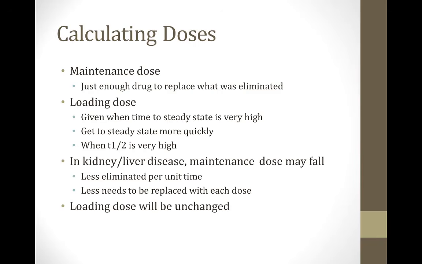Now let's talk about how you calculate dosages of medications using things about the medicines like their volume of distribution and their half-life. The first thing you need to know is that there are 2 types of dosages we talk about. The first is called the maintenance dose, and that's a dose that's just enough to replace what was eliminated. In the example I just showed you on half-lives, that would be the 10 milligrams. And we want to get to steady state where we're replacing the 10 milligrams that gets lost with each half-life.